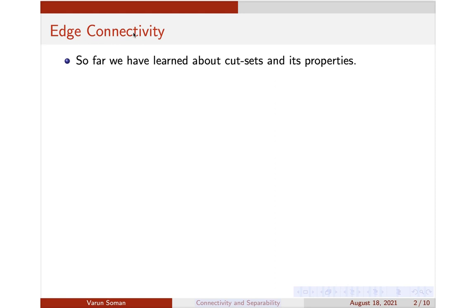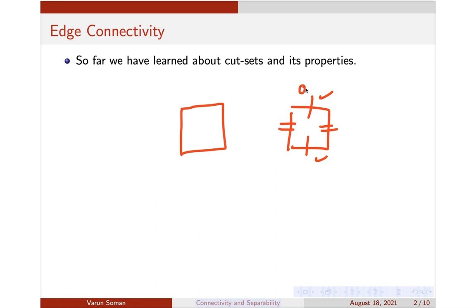Basically it's a set of edges whose removal from the graph disconnects the graph and no proper subset of it will disconnect the graph. For example, if you have a graph like this, these two edges will be a cut set. These two edges will be another cut set. And these two edges have the property that no proper subset of that set disconnects the graph.